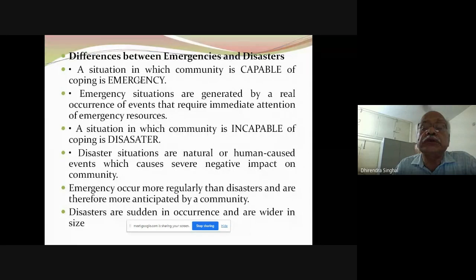Emergency situations are generated by real occurrences of events. For example, I said accident, train derailment, for example, the Balasore train derailment, that requires immediate attention of emergency resources. A situation in which the community is incapable of coping is a disaster. And you can understand that accidents and train derailments can be frequent, but disasters will not be as frequent as emergencies. So that is the biggest difference.